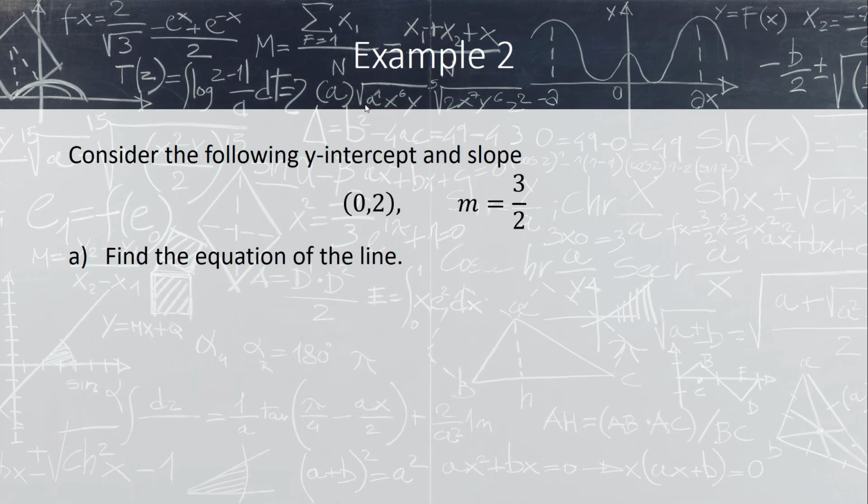Okay, our second example is: consider the following y-intercept and slope. We have a y-intercept of (0, 2) and a slope of 3/2. And we want to write the equation of the line.